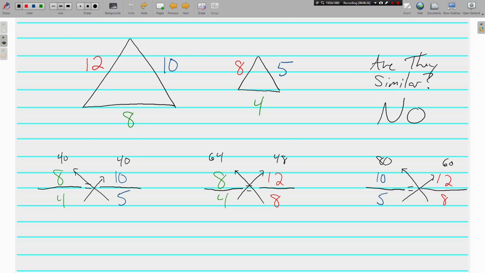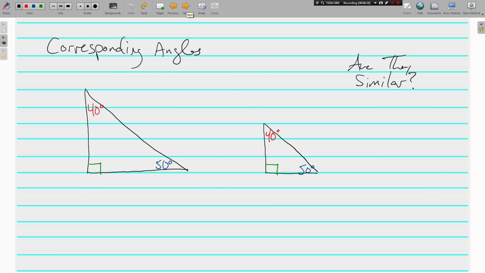Okay, that's corresponding sides. Corresponding angles is a lot easier. If you look back at the notes from the very beginning of this video, it says figures are similar when corresponding angles are congruent. Congruent, I'll just write it down here. Congruent means equal. Congruent is the geometry word for equal.